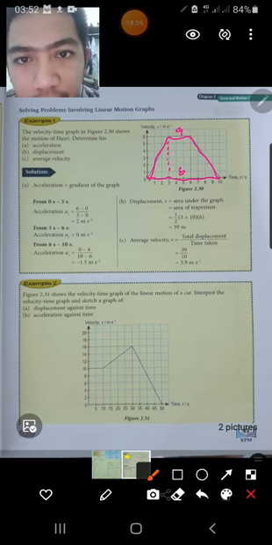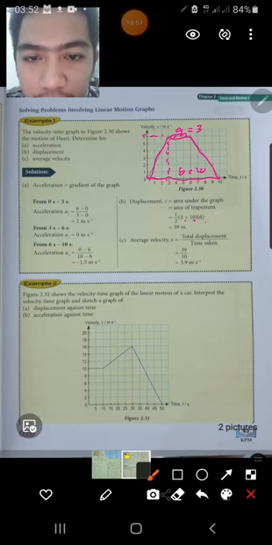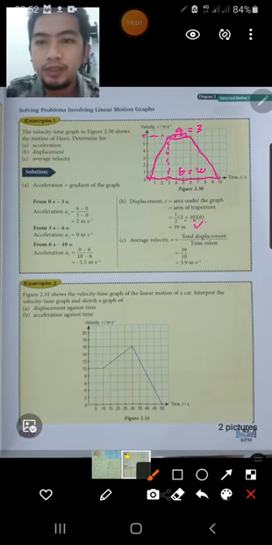So the length for A is 3, 1, 2, 3. So 3. Right? So B is 10. That's why 3 plus 10 here, times the height. Here is the height. So the height is 6. So when you calculate, you will get 39 meter. Alright? That is the displacement.